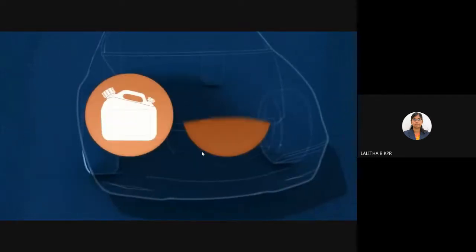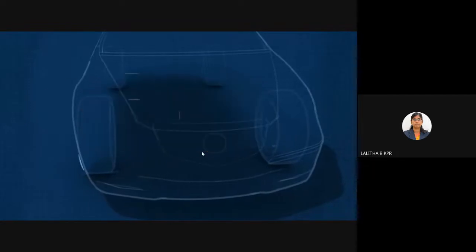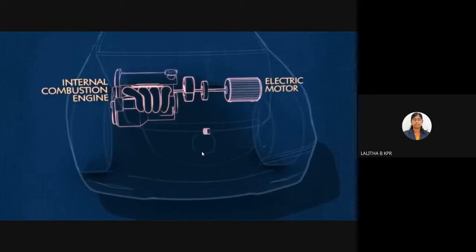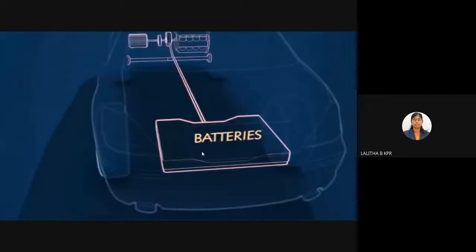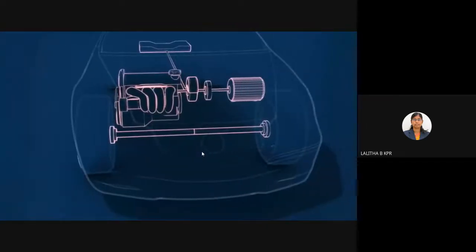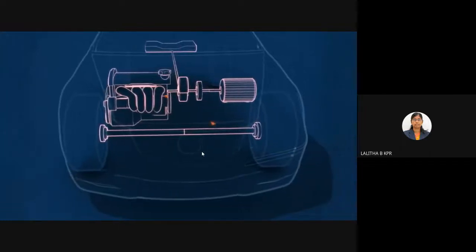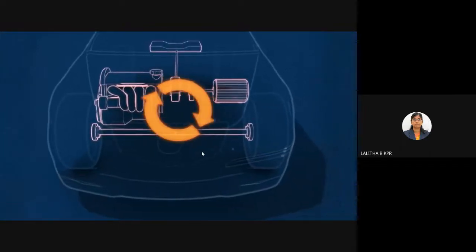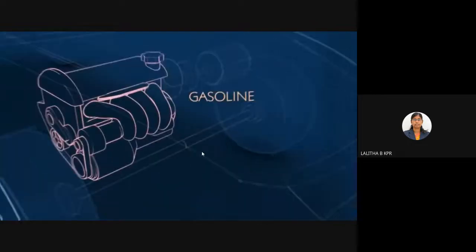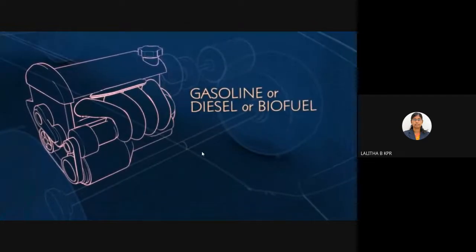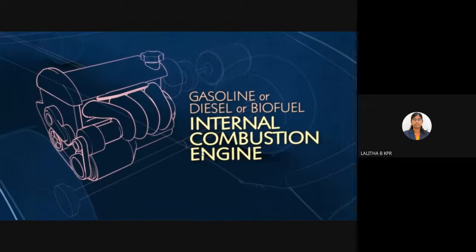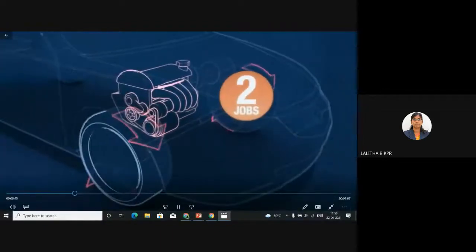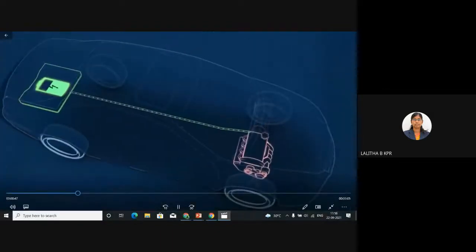Hybrids use both fuel and electricity, with both internal combustion and electric motors driving the wheels, and batteries that store and distribute energy. The essential idea of a hybrid electric vehicle is that these two types of propulsion systems work in harmony. First, a gasoline, diesel or biofuel internal combustion engine. It has two jobs: to provide motive power and to help charge the batteries of the vehicle.